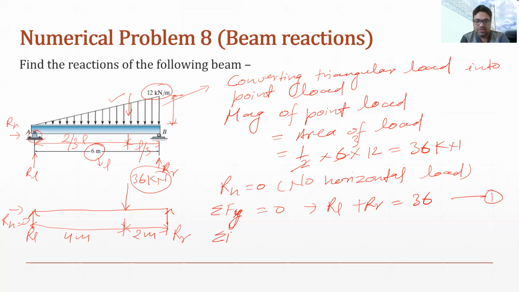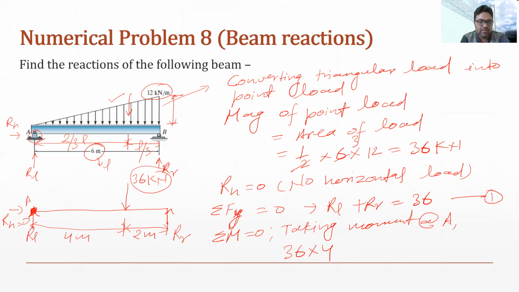Then we have the third equation, which is summation of M is equal to 0. So this time we will be taking moment at A. So now we are taking moment about this point. So the moment of RL will be 0 because we are taking moment at this point, which is point A. So this becomes 36 multiplied by 4.